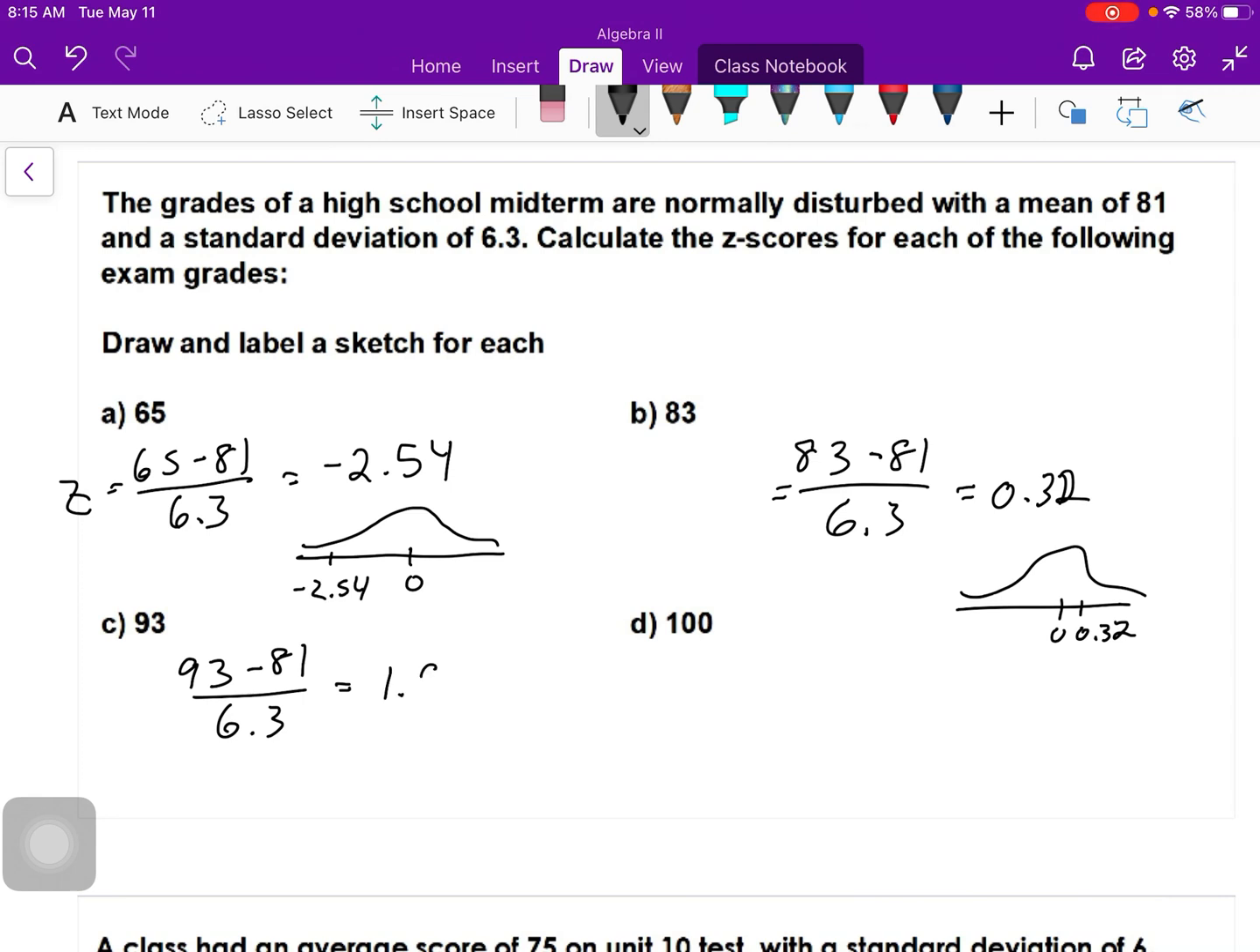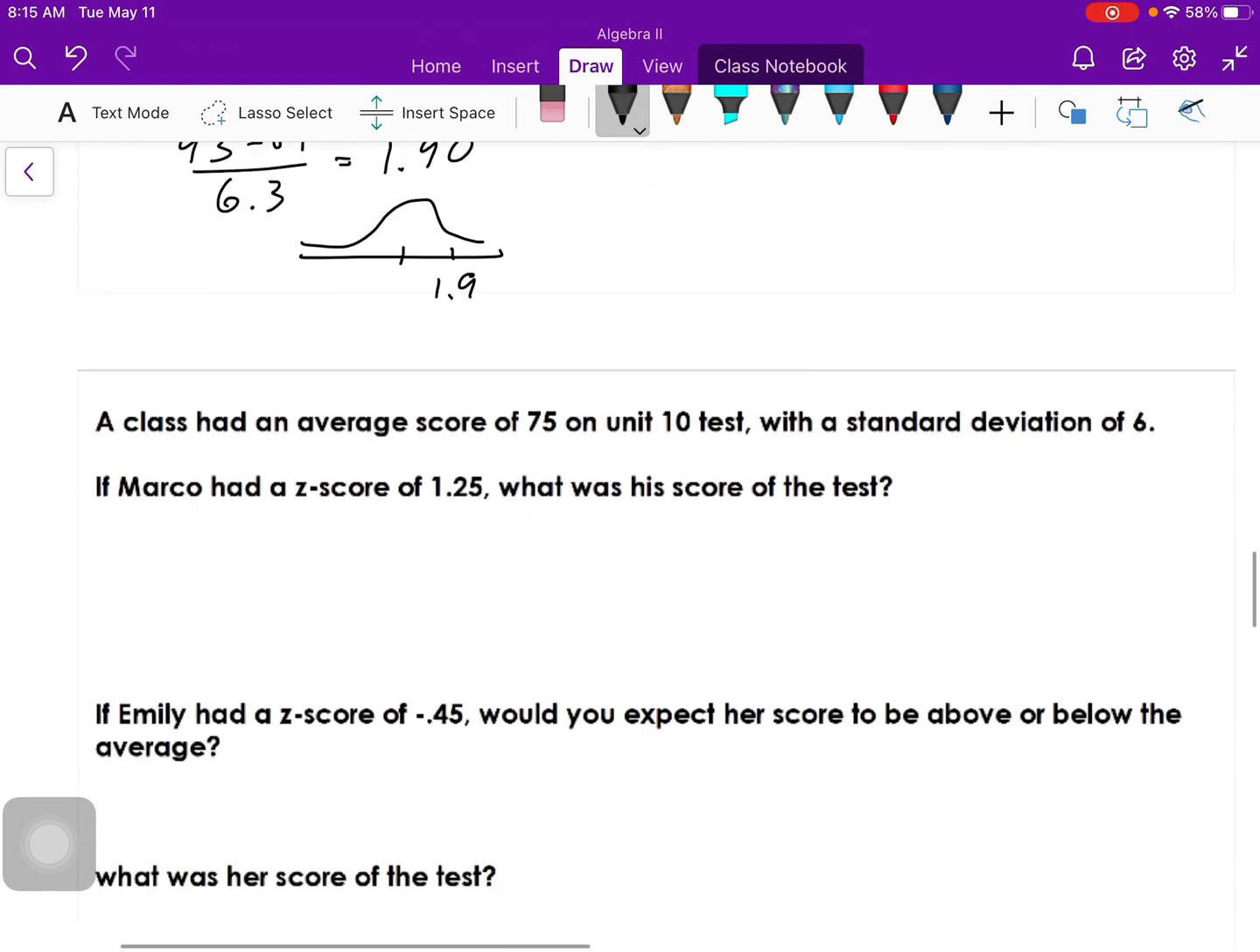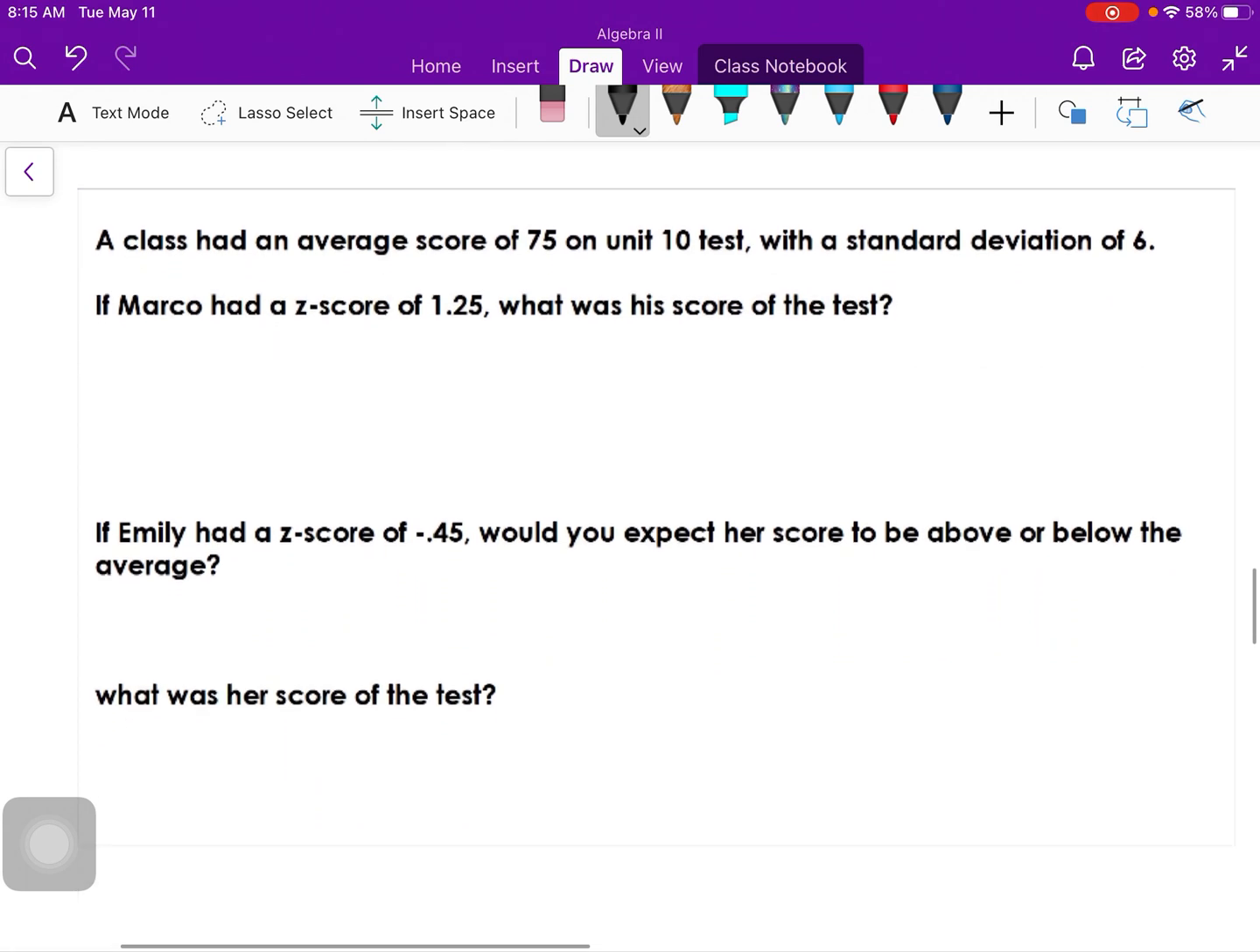Okay, 1.90. So that's going to be roughly about right there. Okay, so here we go. How do you know which one's better or not? So what you do is you could find the z-score. The higher the z-score, the farther away from the mean.